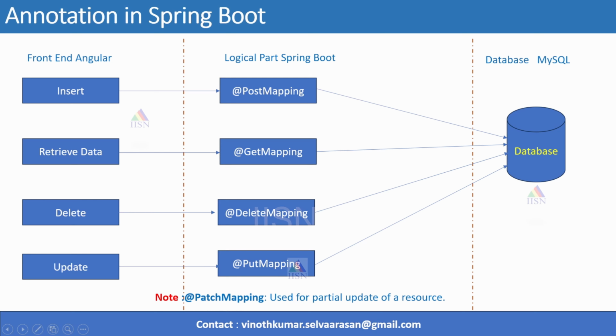Okay, so for performing the update operation, you can use the PutMapping annotation. What this PutMapping annotation is going to do is just update the information in the database. Then we are going to see one more annotation, that is PatchMapping. It is used for performing a partial update on the resources. So instead of updating the complete record, you can use PatchMapping for a partial update. So hope you understand where we are using this put, post and get mapping.